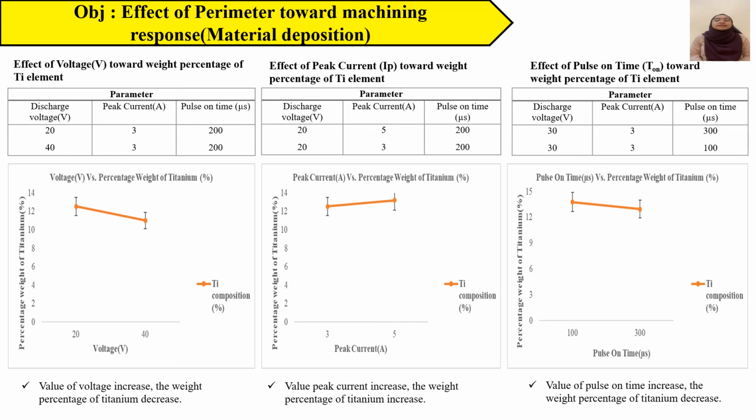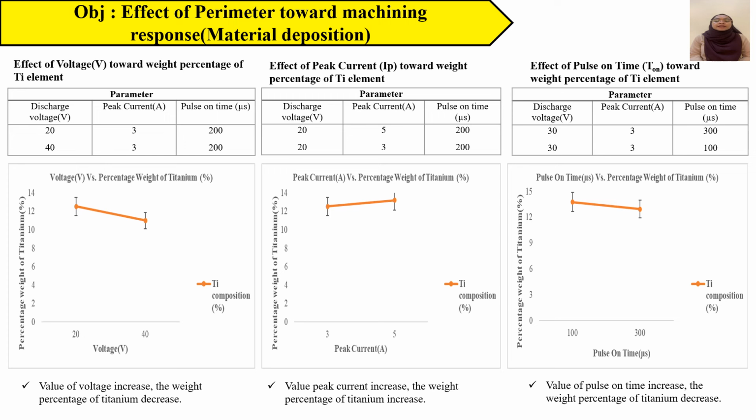This is because increasing the voltage causes the spark gap to increase. It will increase the electrical field strength, which causes poor material deposition on the workpiece surface. Next is the effect of peak current toward the weight percentage of Ti element. The graph shows a directly proportional relation, which means increased peak current will increase the Ti deposition. During the higher peak current, the electrical discharge is at a high peak and produces more electrical sparks. Hence, more material will be deposited at the workpiece surface.